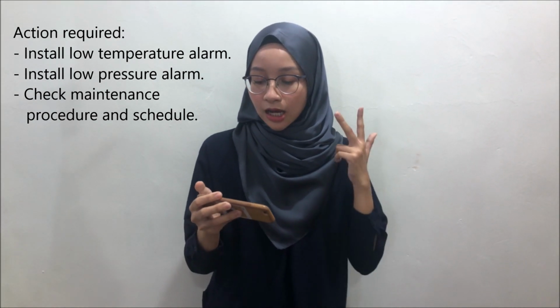Now I'll be explaining the HAZOP study based on the separation unit, which is the absorber column, by using the HAZOP guide words. The first process parameter is temperature. The guide word is low temperature. The possible cause is too much cooling power from the cooler, and the possible consequence is that it will result in a pressure drop in the absorber column. The action required is to install a low temperature alarm, install a low pressure alarm, and also check the maintenance procedure and schedule regularly. The next guide word is high temperature.